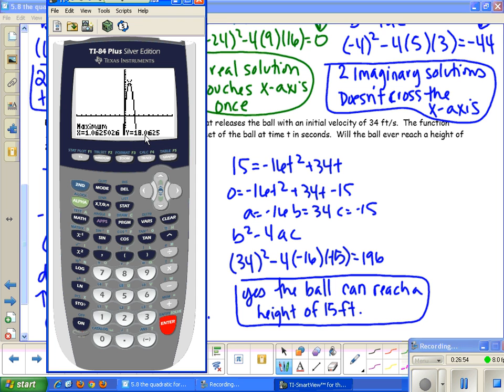So I have a maximum of 18, and that's another way that I can tell right away that, because the maximum on my parabola is only a height of 18 feet, a little bit more than that, I know that I can't ever reach a height of 20 feet, but 15 feet I can. And then, of course, like I said, I could find what time that would be by using the quadratic formula and solving.